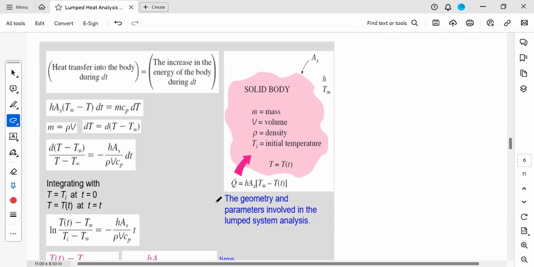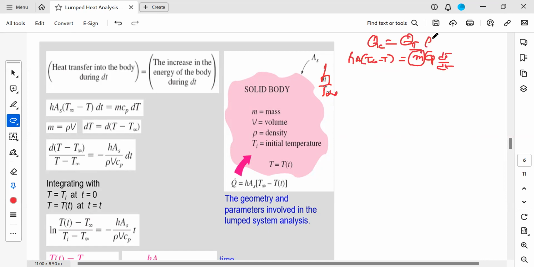Here, for the amount of heat transferred, let us take this as the given body. m is the mass, V is the volume, rho is the density, Ti is the initial temperature, and A is the surface area. Suddenly it is kept in hot air, with h and T infinity being the convective heat transfer coefficient and the temperature of air. So Q convection, equal to the increase in energy of the body, is given by hA into (T infinity minus T) for the convection process.